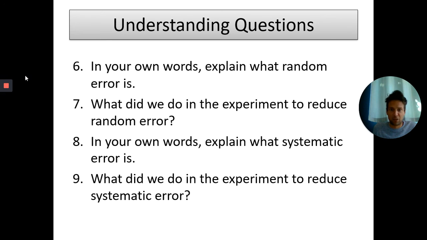Number 8, in your own words, explain what systematic error is. Go back, read my definition, and put it in your own words. And then number 9, what do we do in the experiment to reduce systematic error? Okay, I'll give you a hint. We should have kept all those other variables the same. We didn't change the angle, or you shouldn't have. You didn't change the length or the mass or the friction. We kept everything the same. Okay, so pause the video and make sure you're answering these 4 questions.